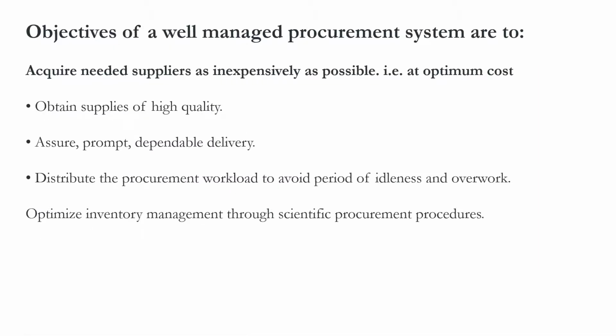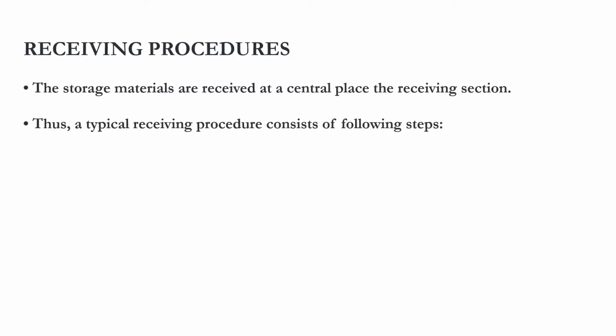So acquiring, during the purchase system or procurement, requires suppliers with optimum cost, and you have to go to the registered vendor only to obtain supply in high quantity, and they should assure prompt or dependable delivery. They should distribute the procurement workload to avoid periods of idleness and overwork. For that reason, we need to optimize the inventory, and we need to have a system in the warehouse where we are going to store the drugs.